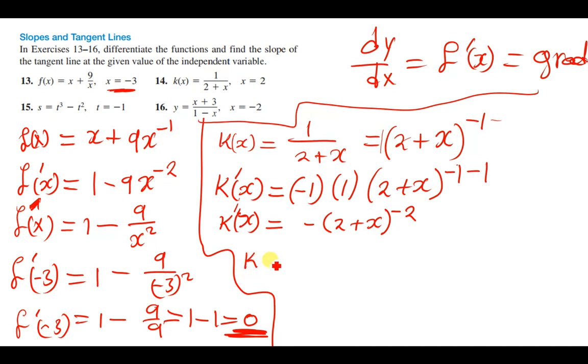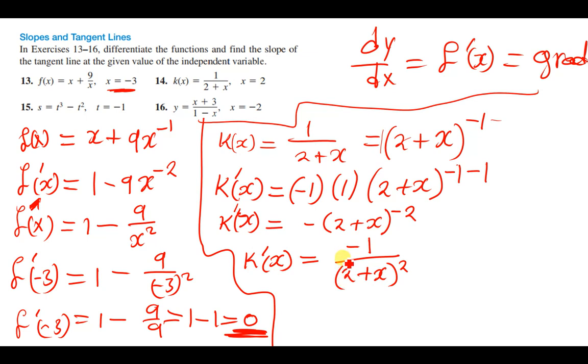So our gradient function will be k prime of x is equal to negative 1 on top. Since this exponent is negative, we'll make it positive by taking it down as a denominator. So we have 2 plus x, raised to the power positive 2. So this is our gradient function.